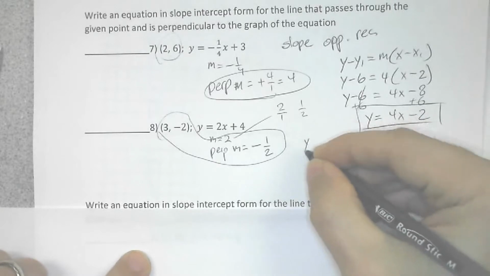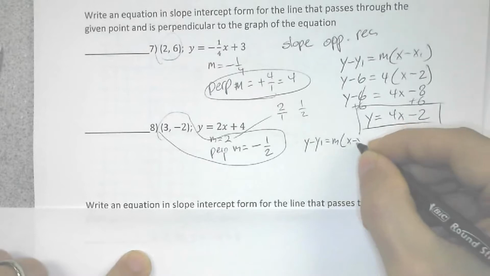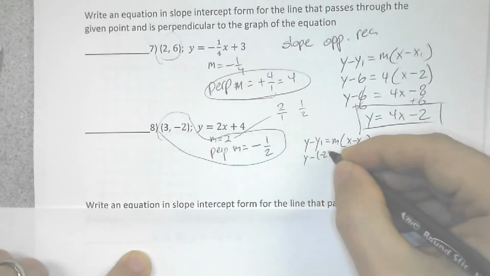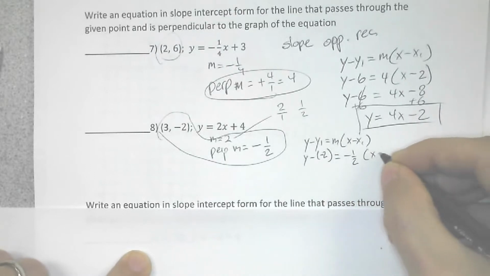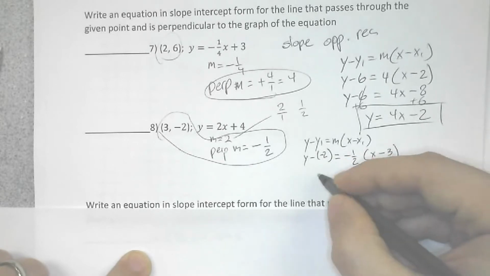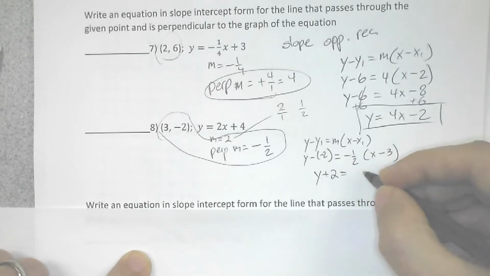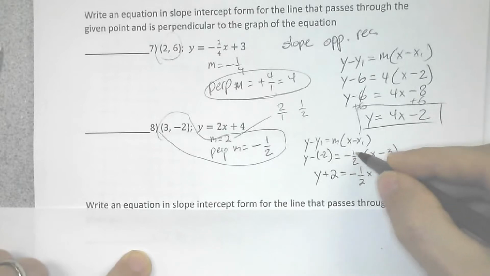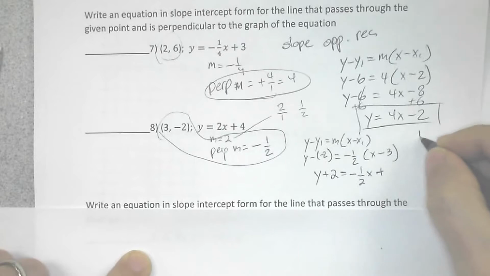So y minus y1 equals m times x minus x1. Y minus negative 2 equals negative 1/2 times x minus 3. Y minus negative 2, that's the same thing as y plus 2. Here, negative times positive, we have negative, so negative 1/2 x. And negative times negative, signs are the same, so it's plus. And we have 1/2 times 3.